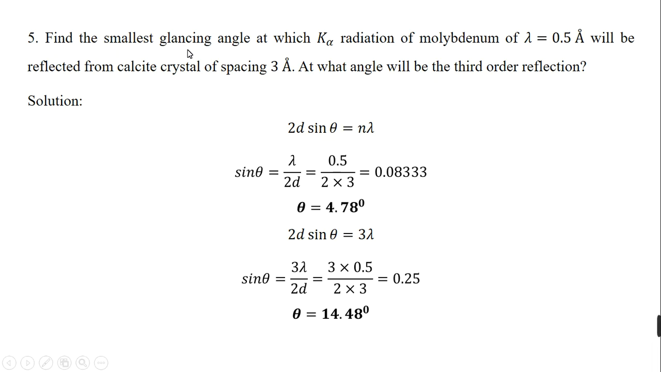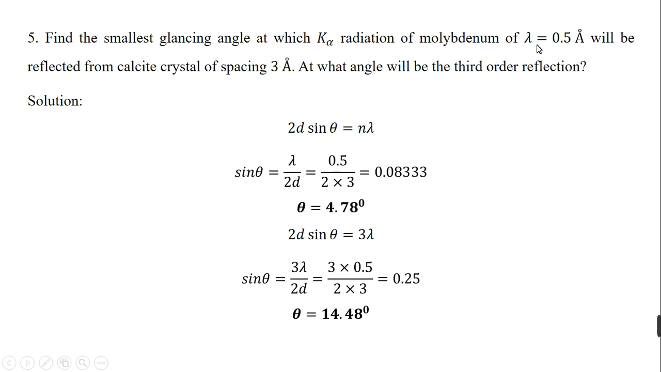Find the smallest glancing angle at which K alpha radiation of molybdenum of wavelength 0.5 angstrom will be reflected from a calcite crystal of spacing 3 angstrom. At what angle will the third order reflection be? Third order. Okay, so what is asked here? Theta is to be determined for the third order. That means n is equal to 3, we have to substitute.